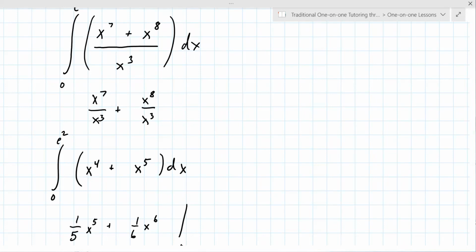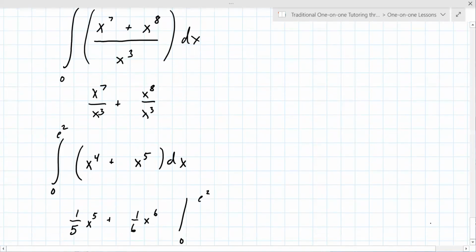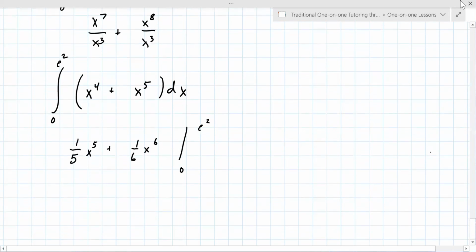Why can't you just... oh, you have to do the antiderivatives, I see. x to the 5th over 5 plus x to the 6th over 6. You can't just evaluate it like that? Like what? x to the 5th over 5 plus x to the 6th over 6. Well, yeah, you can. This is just another way to write it with the coefficients out in front. Oh, I see. Okay.